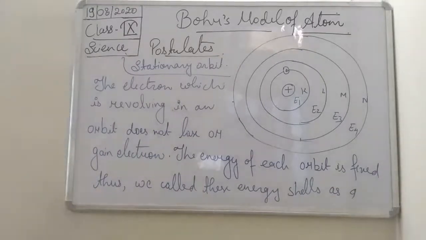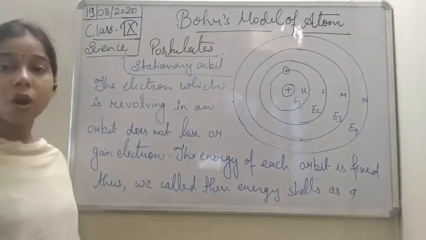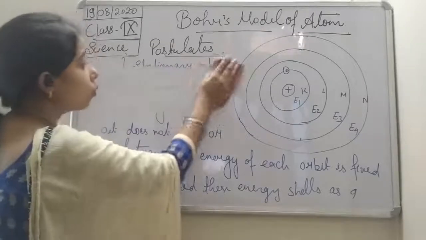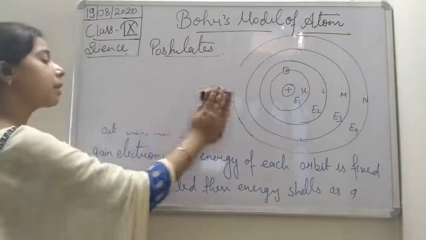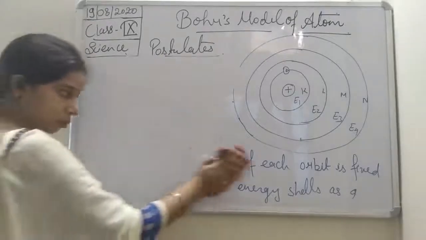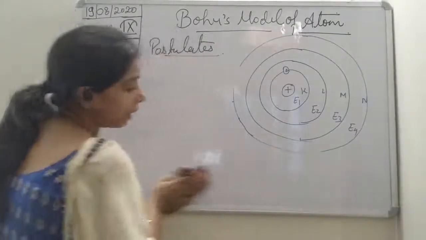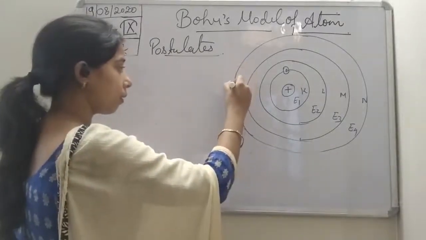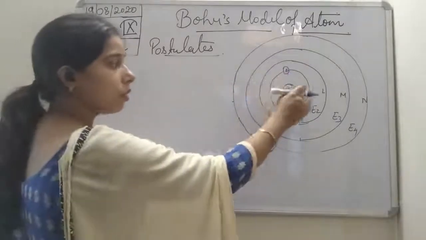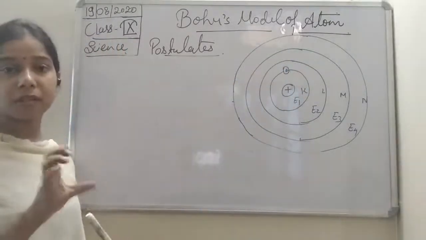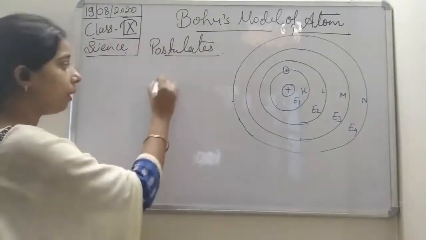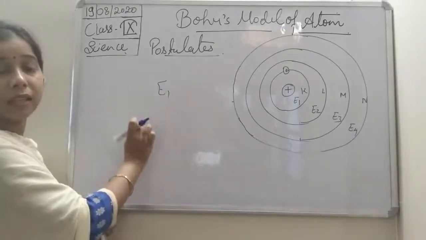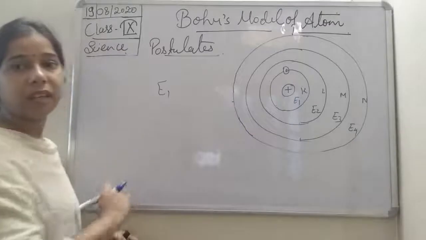Now you see here, students, we are saying that it will not lose energy or gain energy. But what will happen if you provide energy from an external source to the electron which is revolving in the orbit? Okay, so if an electron is revolving here, this electron has a certain energy which is equal to E1. Since it is equal to E1, that is why it is continuously moving in that particular orbit.